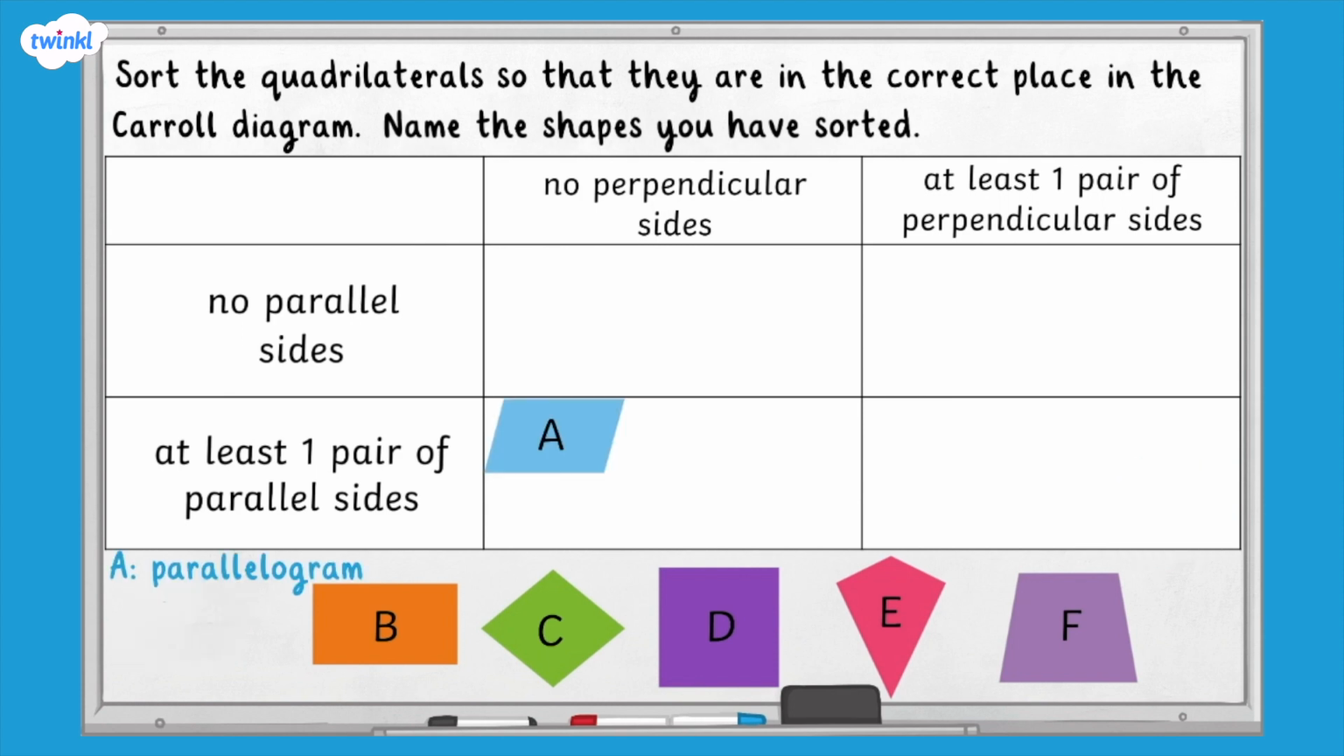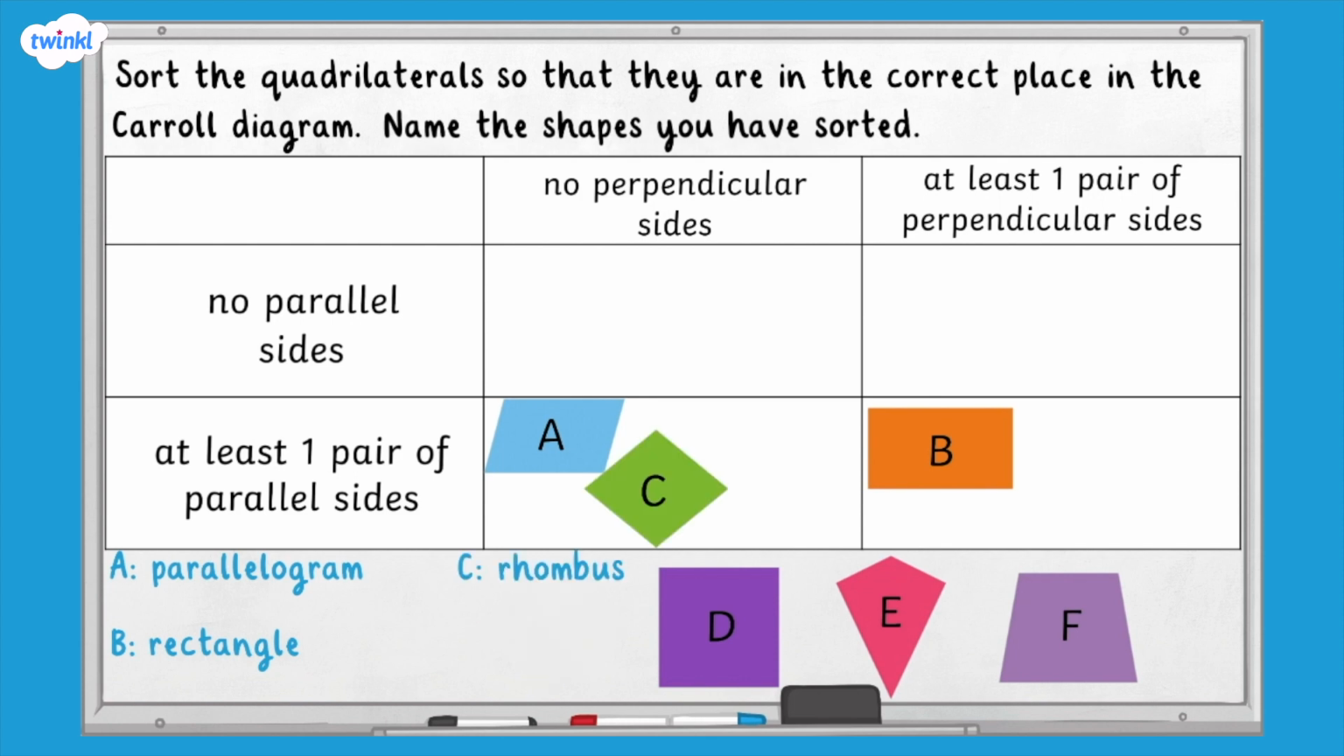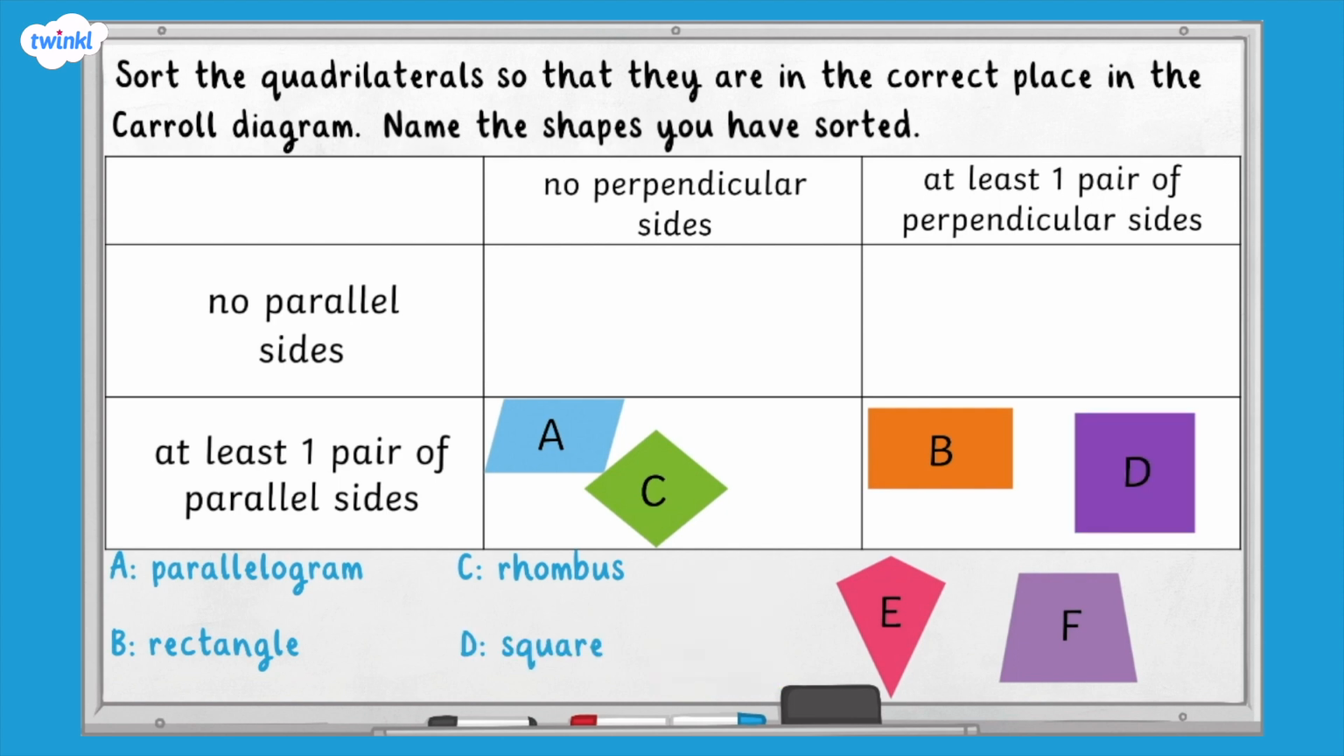Shape A has no perpendicular sides and 2 pairs of parallel sides. It's a parallelogram. B has 4 pairs of perpendicular sides and 2 pairs of parallel sides. It's a rectangle. C has no perpendicular sides and 2 pairs of parallel sides. It's a rhombus. D has 4 pairs of perpendicular sides and 2 pairs of parallel sides. It's a square.